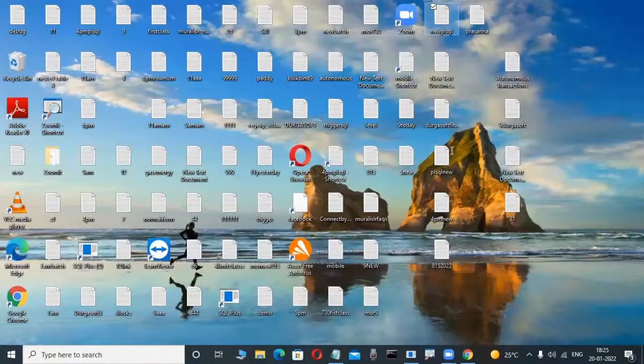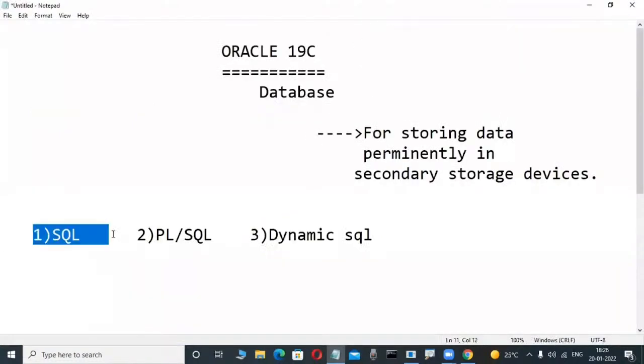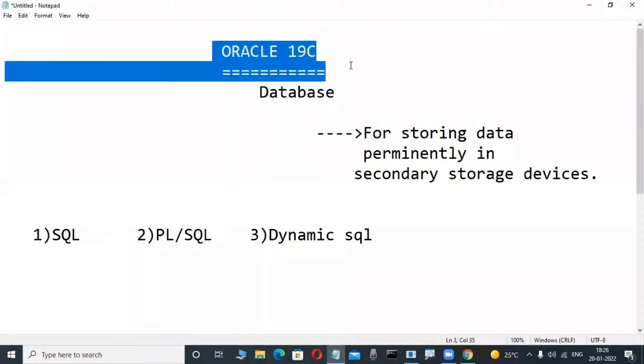Don't worry. That's why we learn the SQL language first. After that, you get some knowledge, and then you learn about PL/SQL. Through these two languages, we are operating this Oracle software.